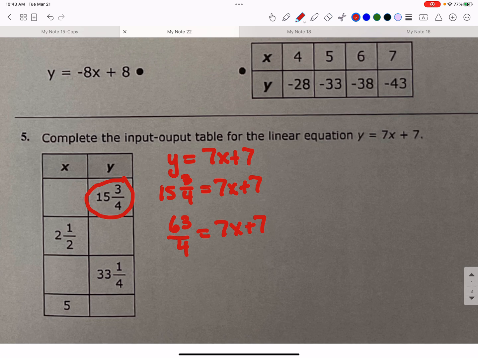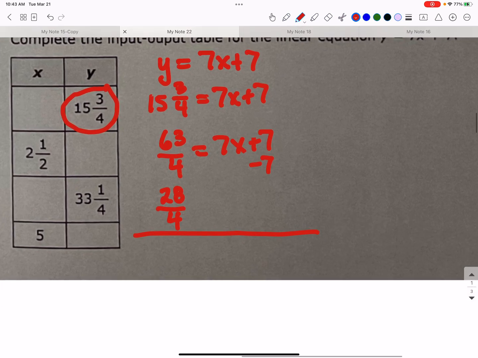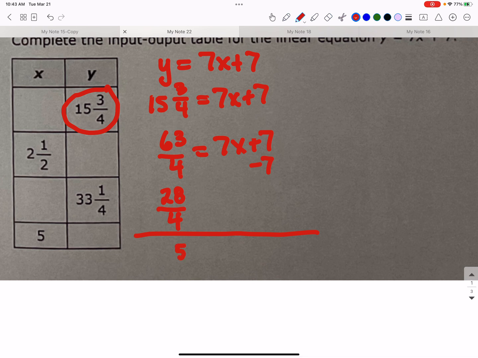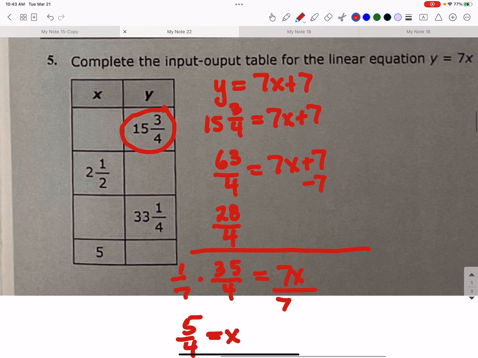Okay, I'm going to subtract 7. 7 is 28/4. No, you know what? Yeah, I'll do it this way. So when I subtract 7, I get 63 minus 28 is 35/4 equals 7x. I'm going to divide by 7, which is multiplying by 1/7, and I get 5/4 equals x. 1 1/4. That's pretty tough.